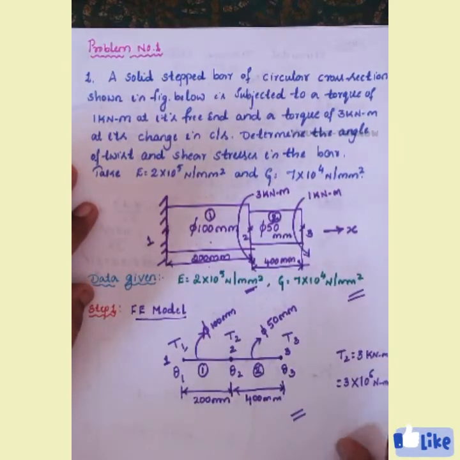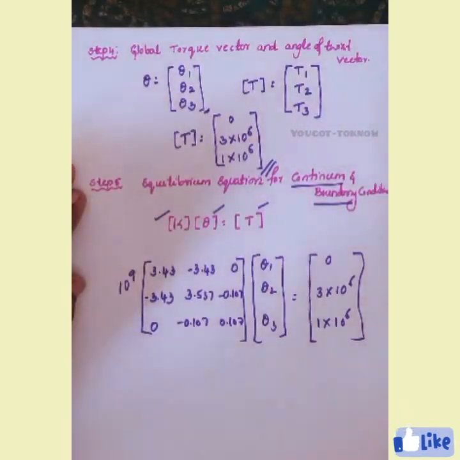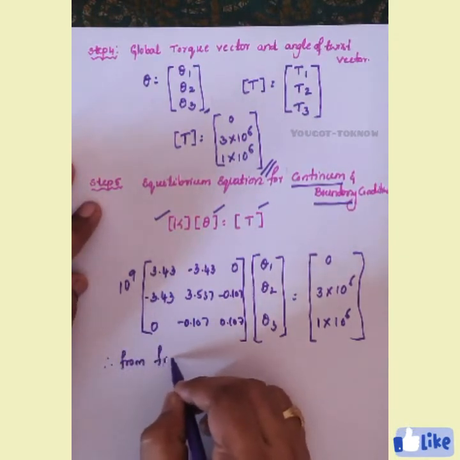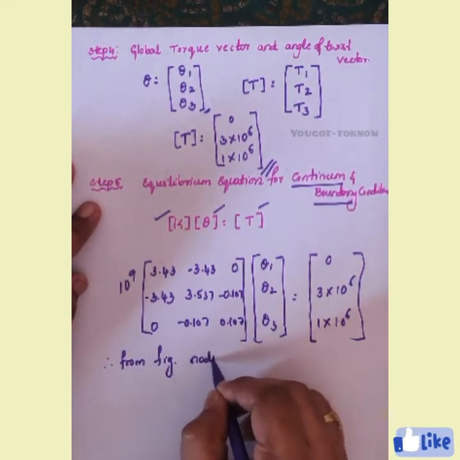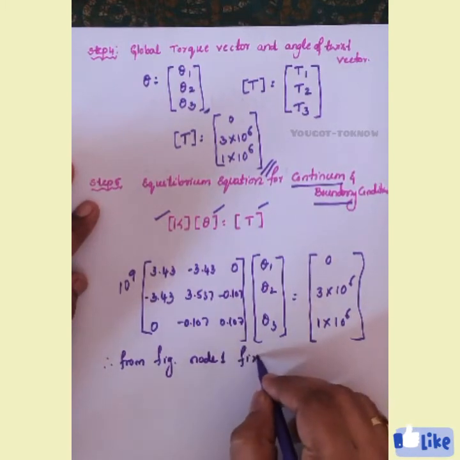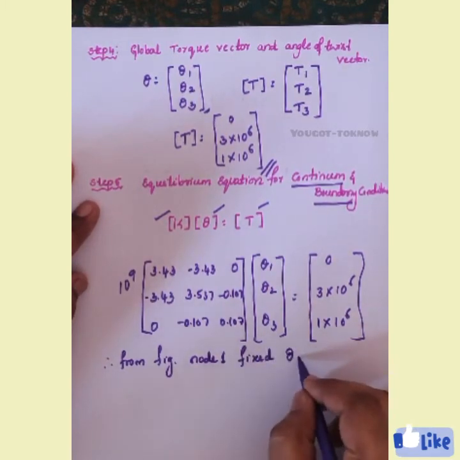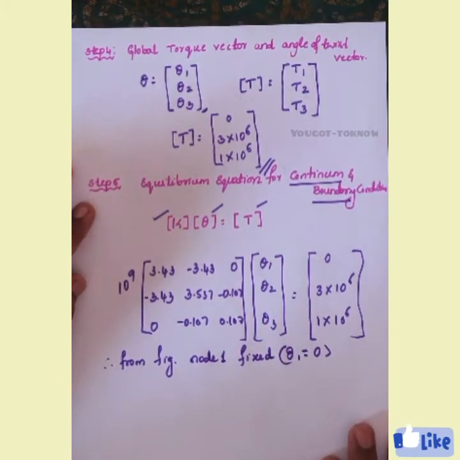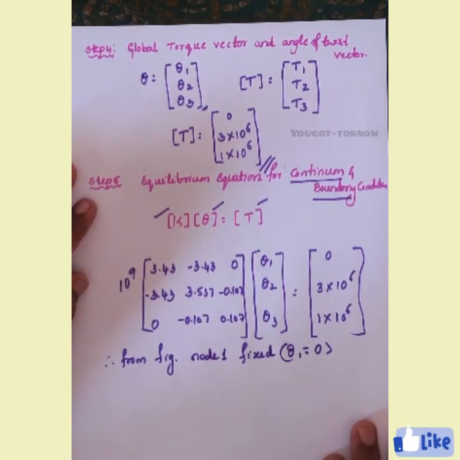Fixed means what? The angular twist at that particular point will be equal to 0. Which node is fixed? See, from the figure, node 1 is fixed. What is the meaning of node 1 is fixed? Node 1 is fixed means that the angular twist at that particular point will be equal to 0. Theta 1 is equal to 0, like your displacement, here theta 1 will be equal to 0.